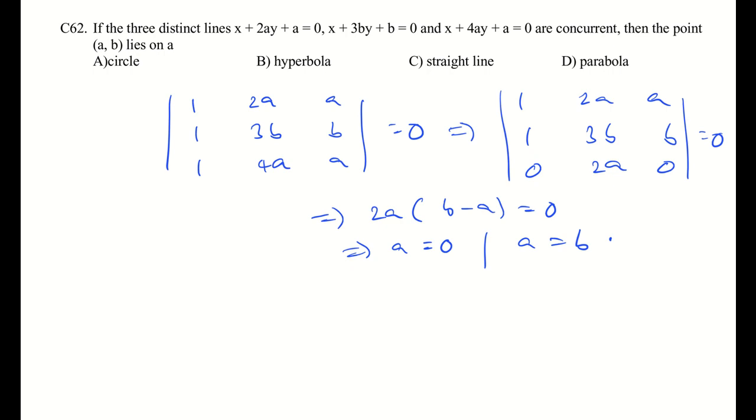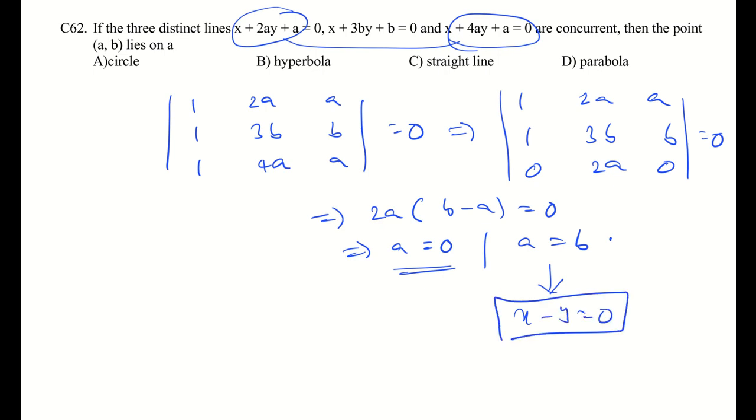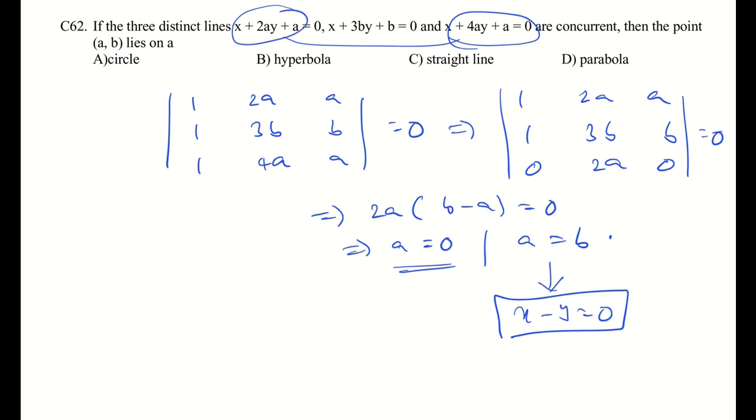Observe that if a is equal to 0, then the first line and the third line become the same lines. But he said the lines are distinct, therefore I cannot have a equal to 0, so I should have a is equal to b. Therefore its locus is nothing but x equal to y, a straight line. Let's go to next problem. Yeah, rather than saying locus is a straight line, much better to say locus lies on the straight line, as we didn't use an if and only if argument there.